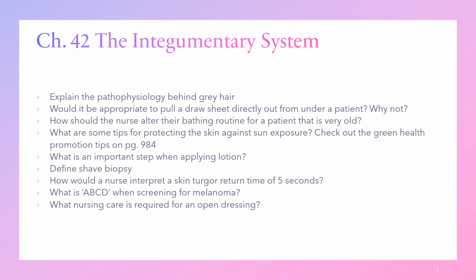What is ABCD when screening for melanoma? We can also see this on page 988 in the blue patient teaching box. When assessing for melanoma, check for the ABCDs. A, asymmetric. B, irregular border. C, color change. And D, diameter greater than 1/4 inch.